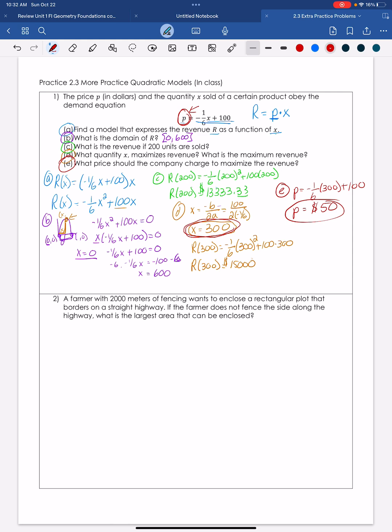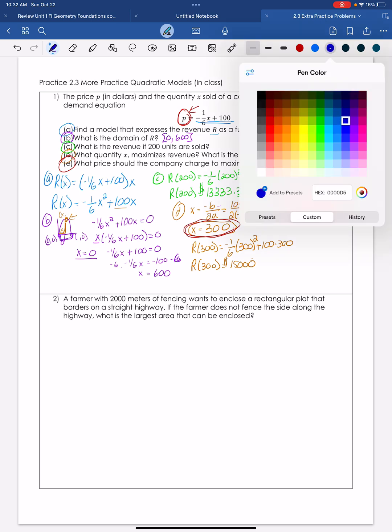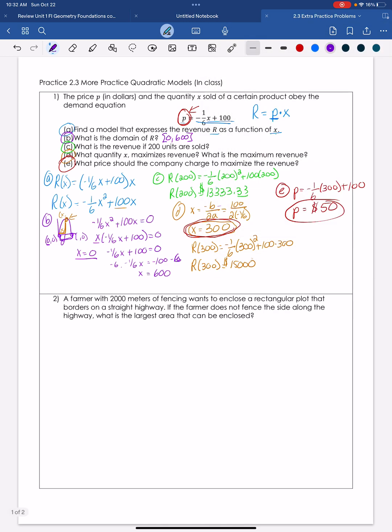Our next one is a maximum area one. You're going to see a lot of this stuff in calculus again. So you have a farmer, he has 2,000 meters of fencing, wants to enclose a rectangular plot that borders on a straight highway. If our farmer does not fence the side along the highway, because let's say it already has a fence, because we don't want to kill any of their cows, what's the largest area that can be enclosed? So right here we have our highway.